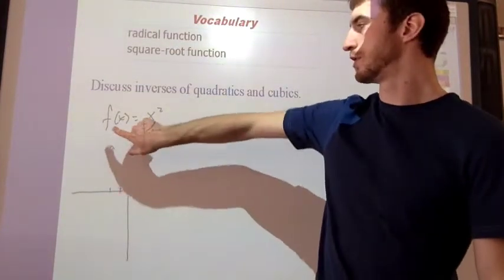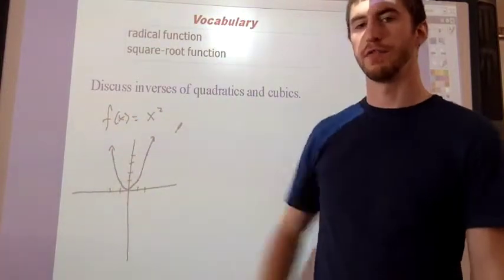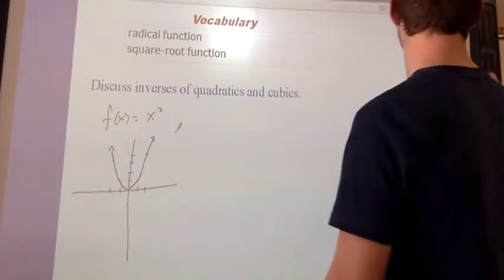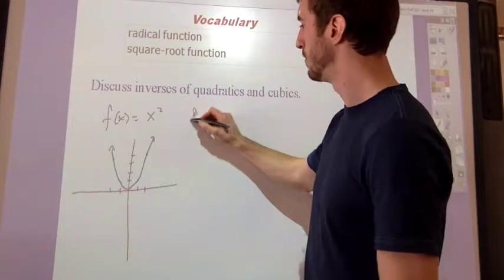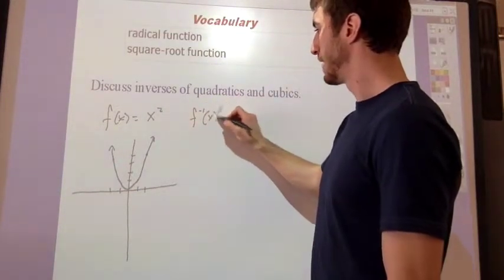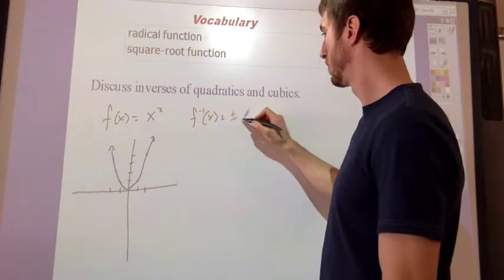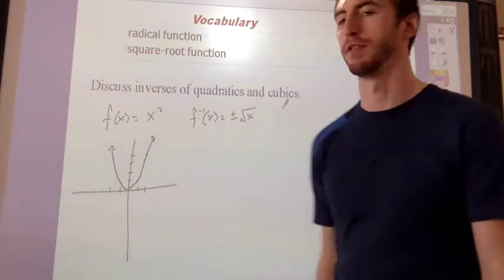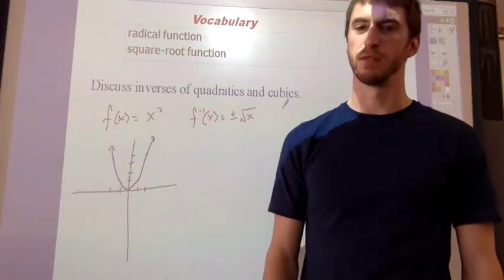Okay, and when you're taking the inverse, remember, they undo each other. So what you could do is switch your x and y and solve for y. But your inverse function, I'll write it out, would be f inverse of x equals plus or minus the square root of x. And now there's something wrong with this.